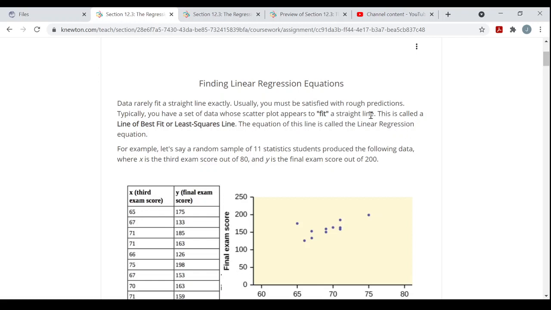So fitting them with a straight line is called a line of best fit, or least squares line, or least squares regression line, or the linear regression equation, right? Lots of names for the same thing. Line of best fit, least squares line, least squares regression line, linear regression equation all mean the same thing.